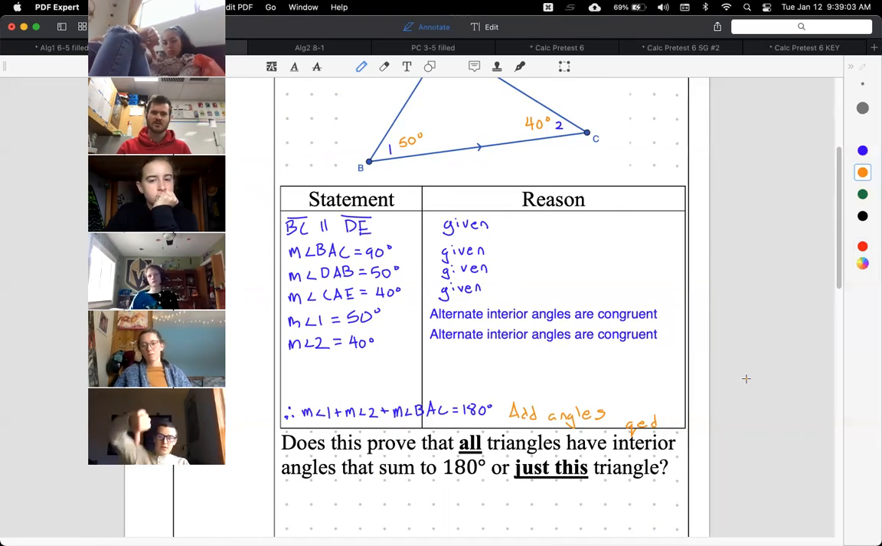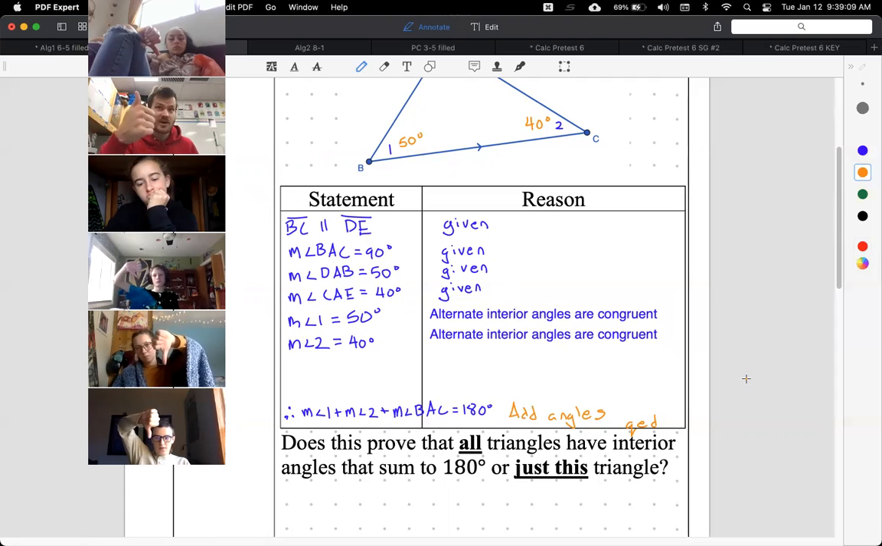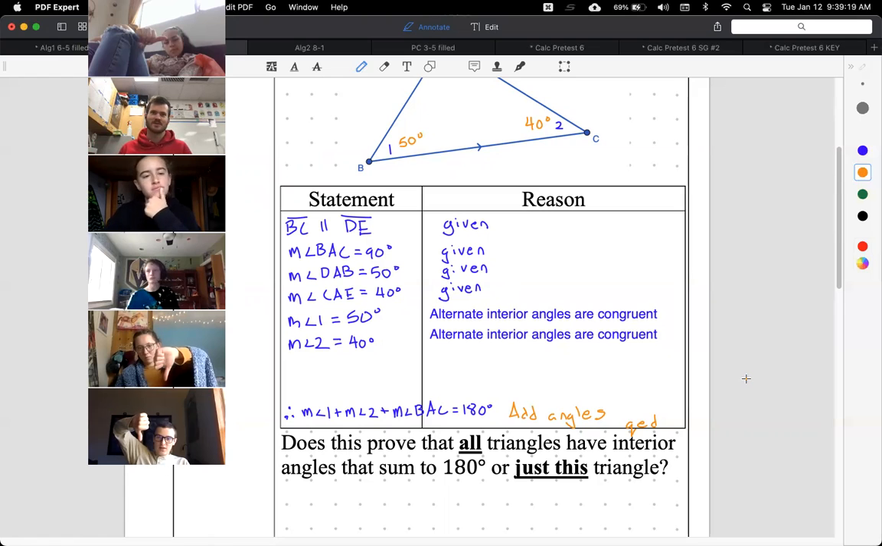Everyone vote. Camera's on, or maybe you can use the chat and say all triangles or just this triangle. Is it just this triangle? Is it all triangles? What are we proving here? Ah, Emma did the no. That works too. And the no's have it. The thumbs down have it. But who wants to volunteer and talk about why? Why is it only this?